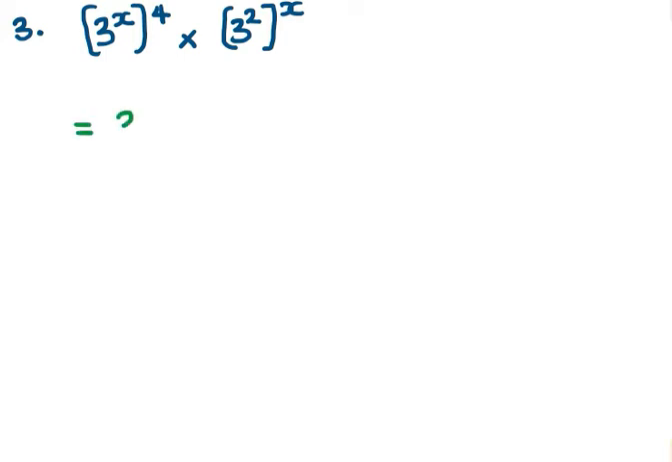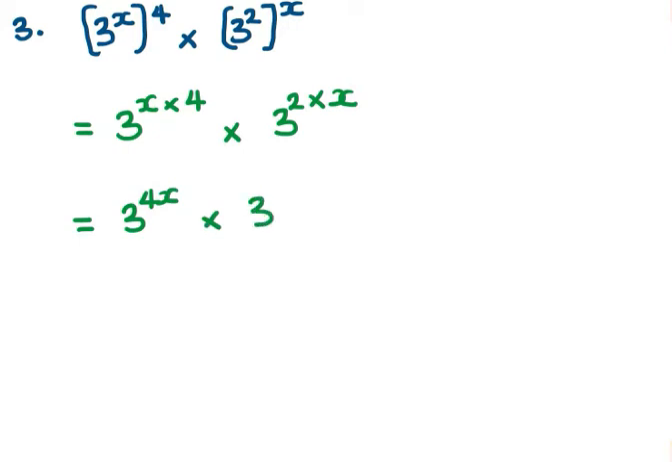In number 3, let us have 3 to the power of x, into the power of 4, times 3 to the power of 2. You can also call it 3 squared, into the power of x. So we will come up with 3 to the power of x times 4, times 3 squared times x, so that we get 3 to the power of 4x times 3 to the power of 2x.